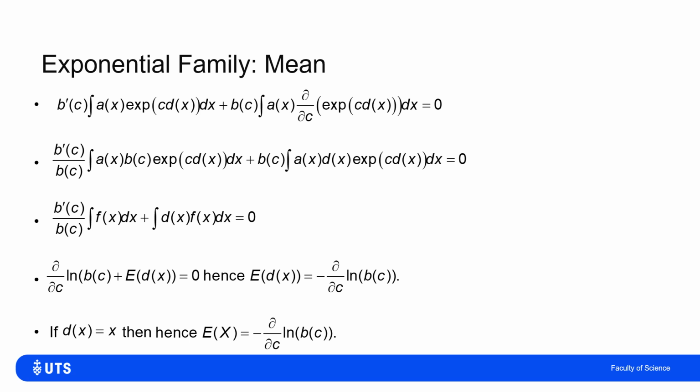So in many cases, d of x will have some nice tidy form, say d of x is x, as it is for many distributions, in which case the expected value of the variable is just the negative of the derivative of log of b of c.